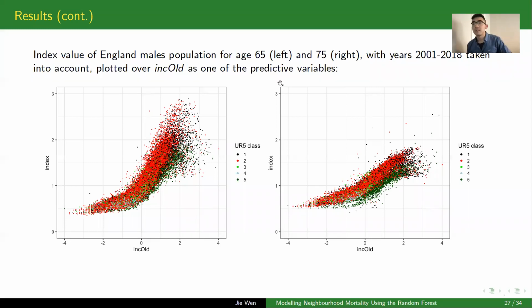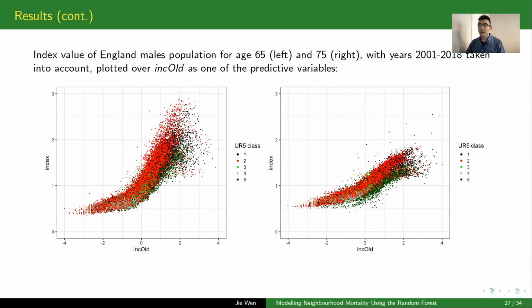Okay, now let's look at some examples of what the life index looks like. These two plots have the life index on the y-axis, plotted against the INC-OAT, which is the income deprivation score for old population for single RSOAs. Every single dot represents one RSOA, and the color means the urban-rural class from 1 to 5. Just a short reminder: 1 and 5 are the most urbanized areas, and 2, 3, 4 have a decreasing level of urbanization from 2 to 4.